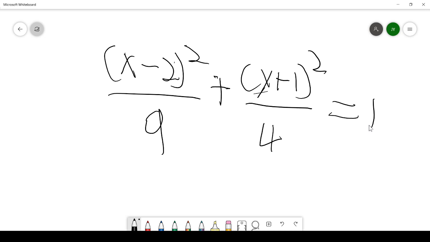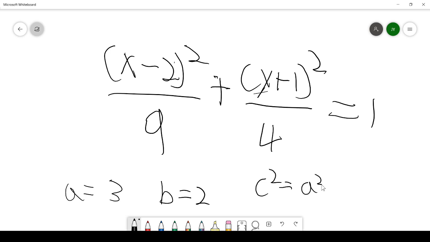So to start us off, let's start by figuring out what A and B are. You take the square root of the denominator of the larger value. The larger value is always A, so A equals 3. And B, the square root of 4, equals 2, so B equals 2. Applying the Pythagorean theorem, we have c squared equals a squared plus b squared, which is 9 plus 4, so the square root of 13.